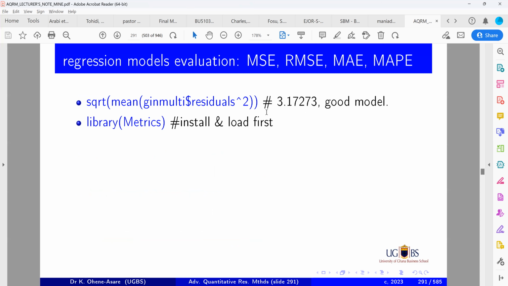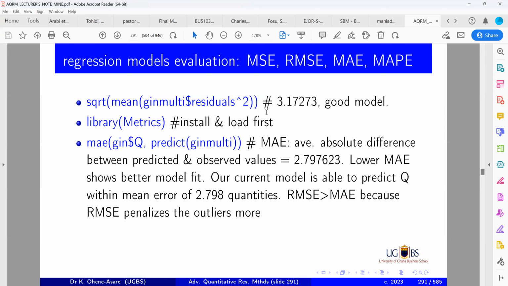Now, there is another way you can estimate, and that is the average absolute difference. The average absolute difference requires that you install a package called library metrics. Install the package, but do it in such a way that it's not going to cause any problem. It's not going to cause any challenge. The minimum absolute difference is a difference between the predicted and observed.